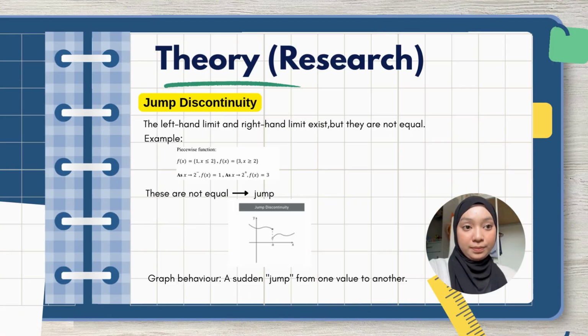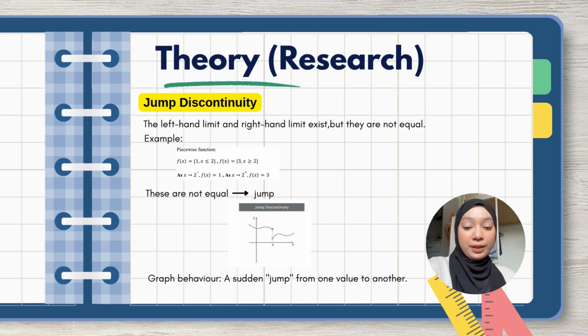Jump discontinuity. The left hand limit and right hand limit exist, but they are not equal. For example, f(x) equals 1 for x less than 2, and f(x) equals 3 for x greater than or equal to 2. As x approaches 2 from the left, f(x) equals 1, and as x approaches 2 from the right, f(x) equals 3. These are not equal, which leads to a jump. For the graph, a sudden jump from one value to another.